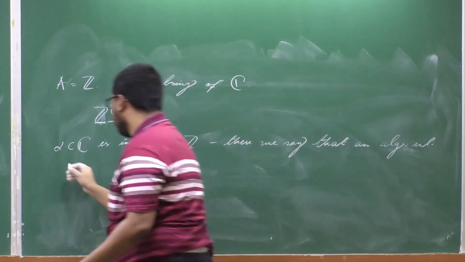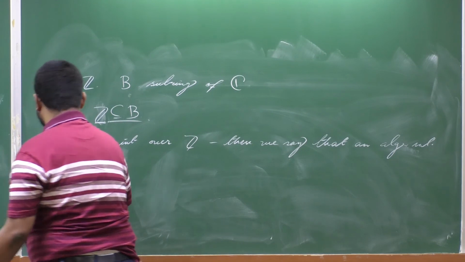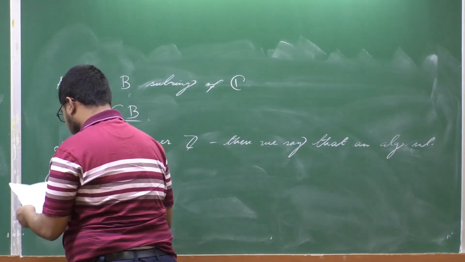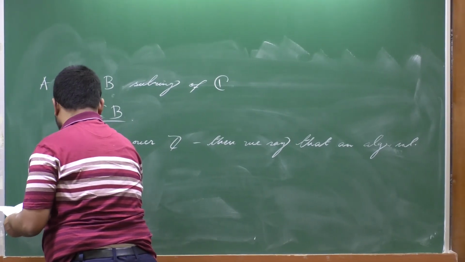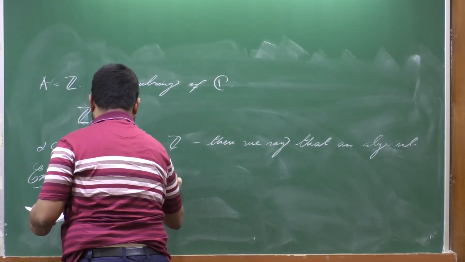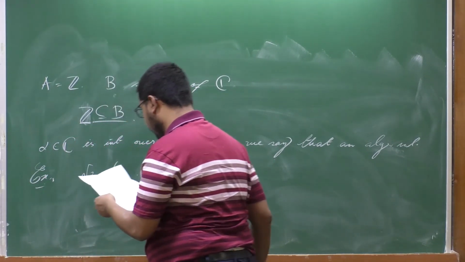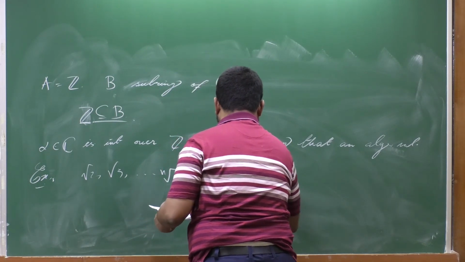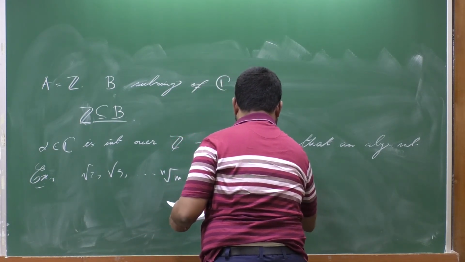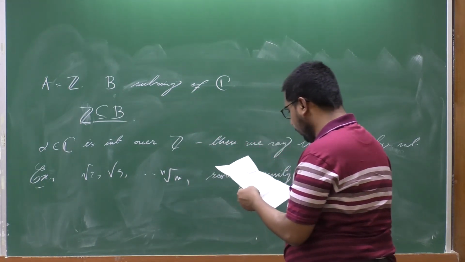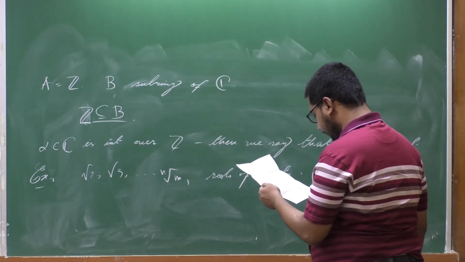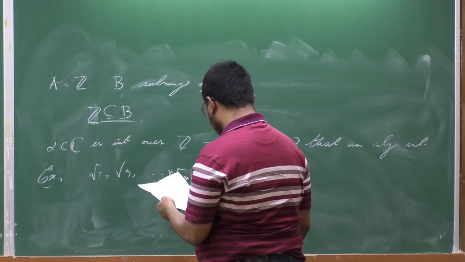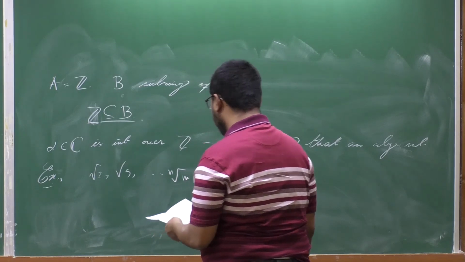What are examples of algebraic integers? These are special cases of this general notion of integral over a ring. So of course root 2, root 3, or any nth root of n, these are algebraic integers. Roots of unity. And I think I will give more examples next time.